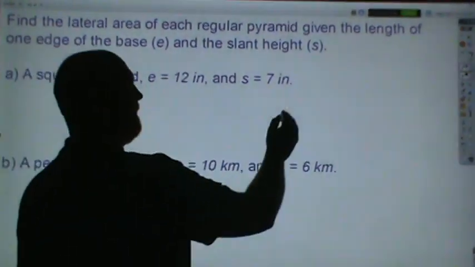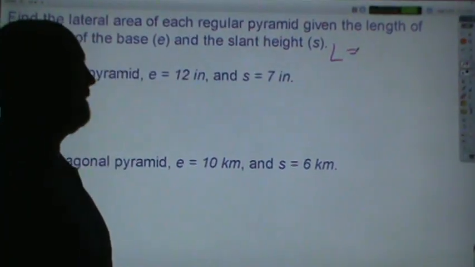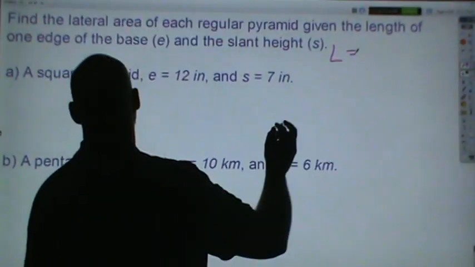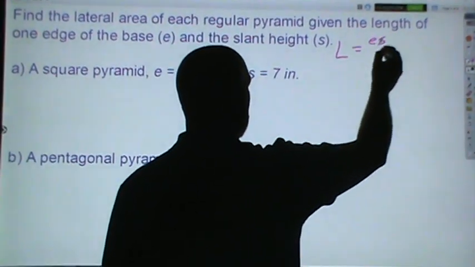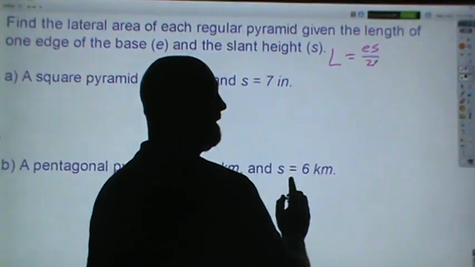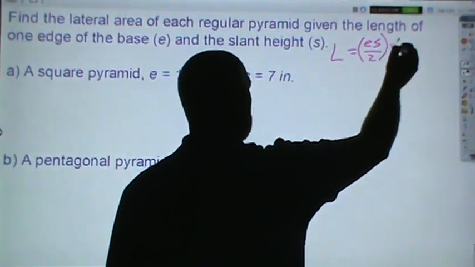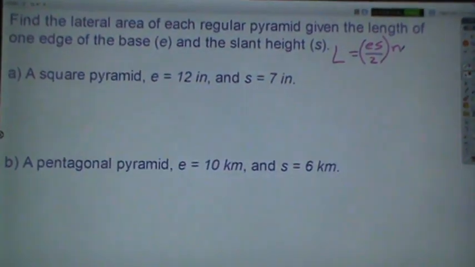So if I was going to write that in terms of the variables they gave me here, I could say that lateral area, which I could call L, or A sub L, or capital L, capital A, all are accepted, is equal to the edge of a base times the slant height divided by 2. That gives me the area of a single lateral surface. Then I have to multiply that by the number of triangles, or the number of edges on the base.